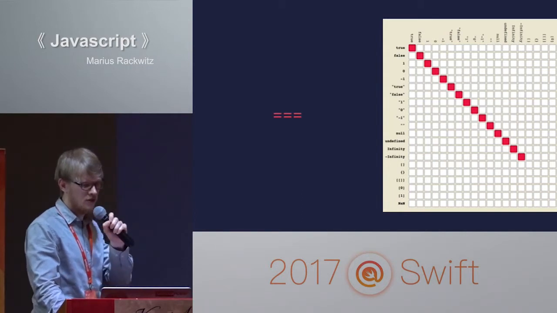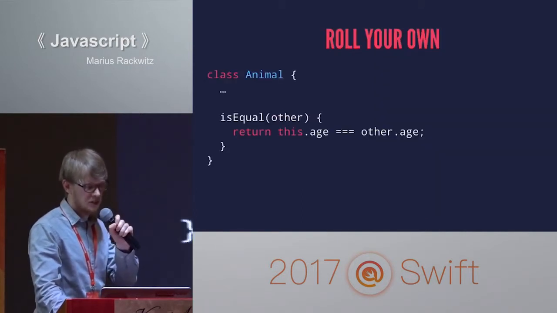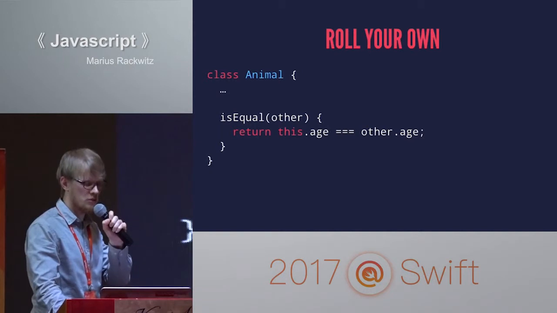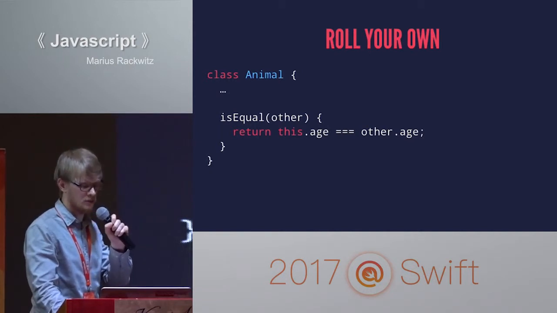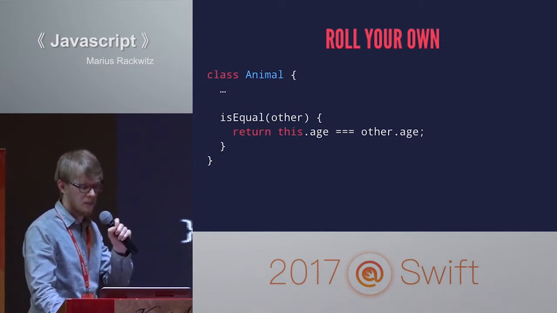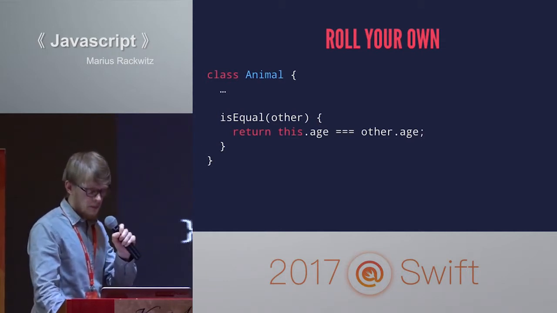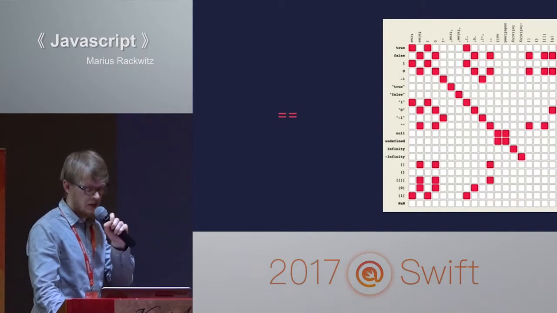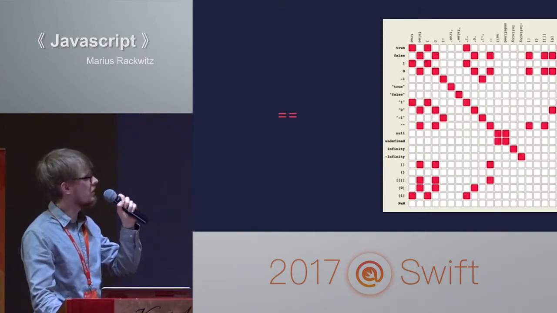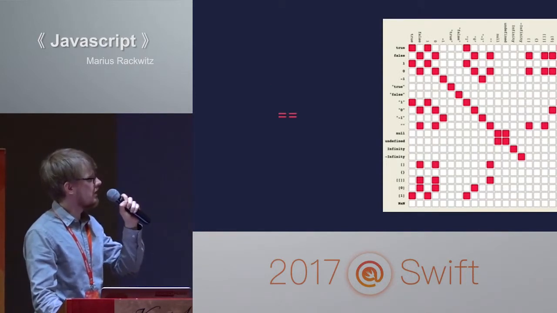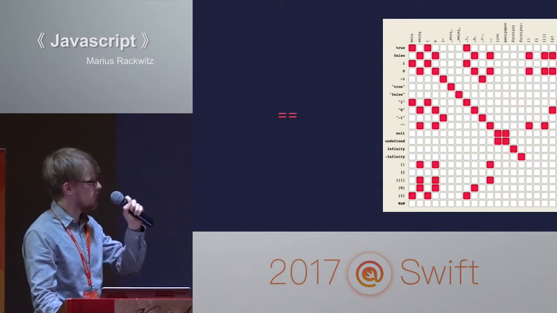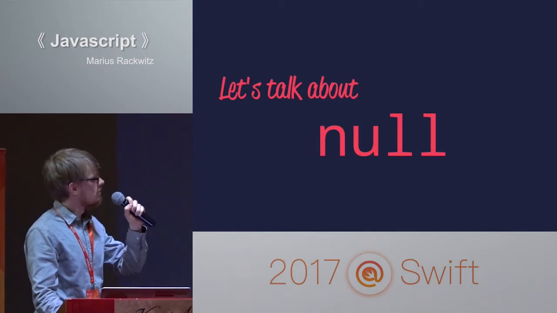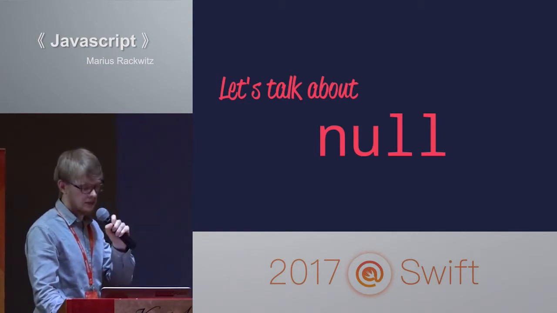If you want to have other semantics, you basically need to draw your own, but you are also responsible for using them yourself instead of using the operator, because you can't change anything about it. If we go back to this bigger square we have seen, we can recognize here that JavaScript has null and undefined, and they even equal to each other. So let's talk about null.